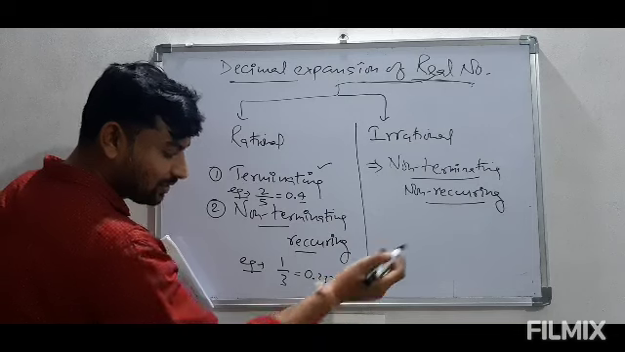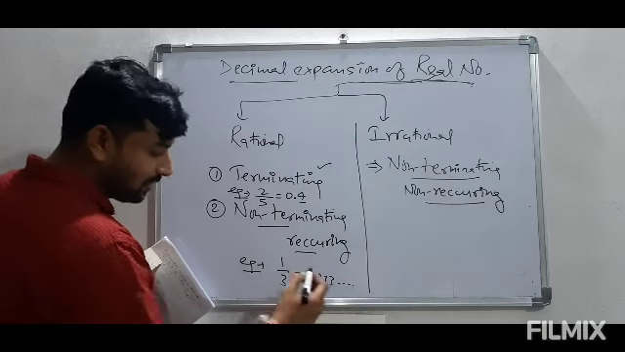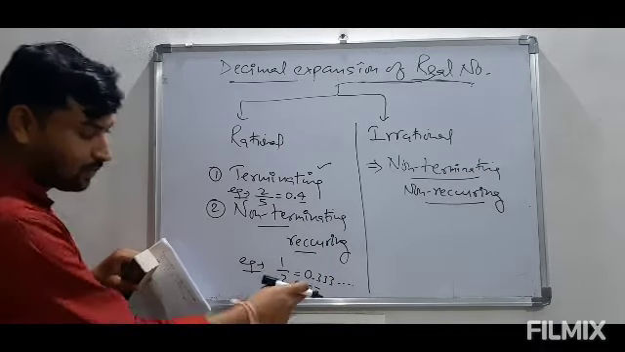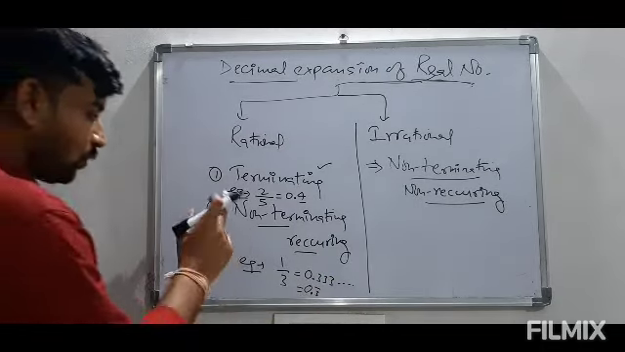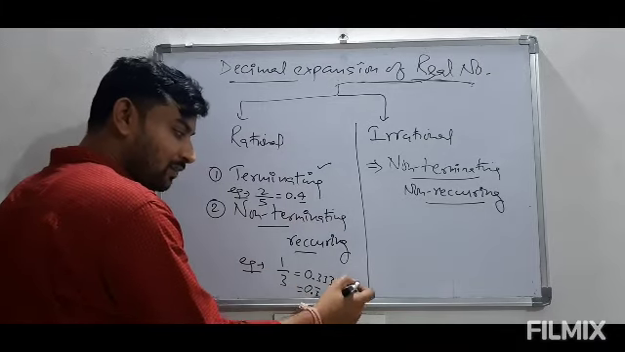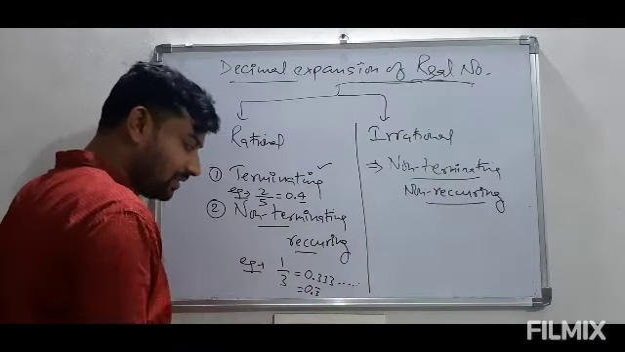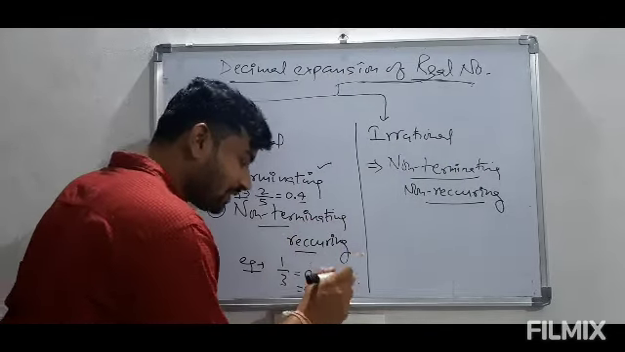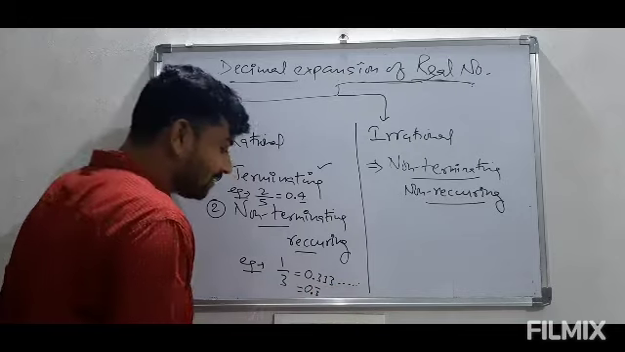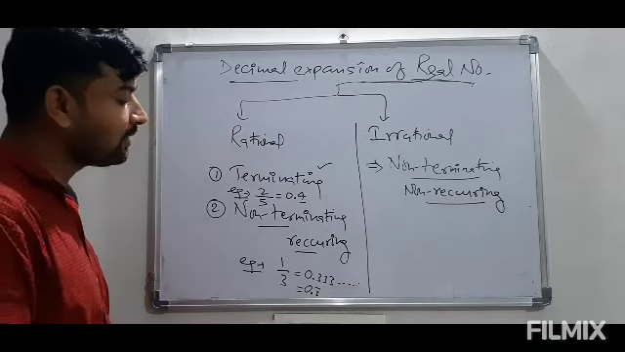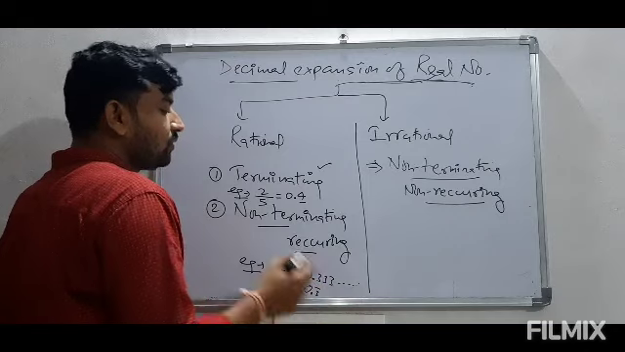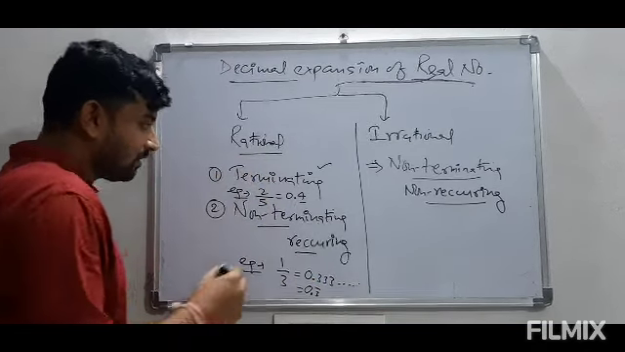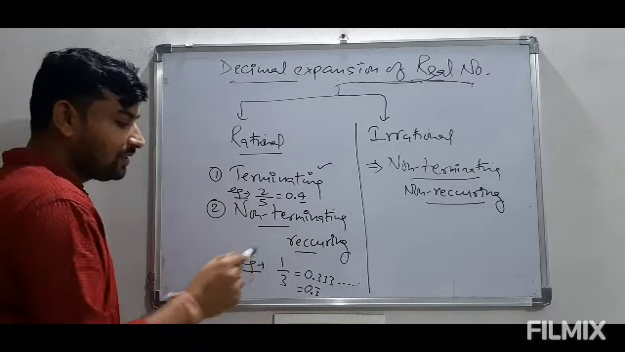3, 3, 3, 3, it will keep on coming. We can also write it as 0.3 bar. So this is how we write. Non-terminating, it is not terminated, that is why we are writing this till infinity. Then there is a repetition of a single digit or two digit or three digit, but there will be a repetition after some time. So these are the two types of decimal expansion for a rational number, that is terminating and non-terminating recurring.